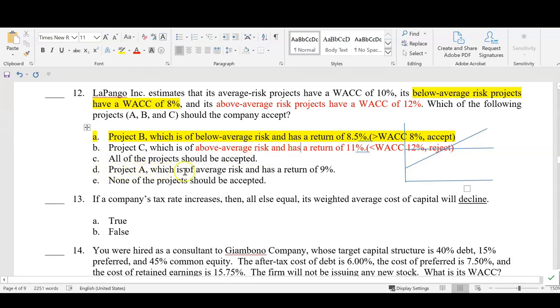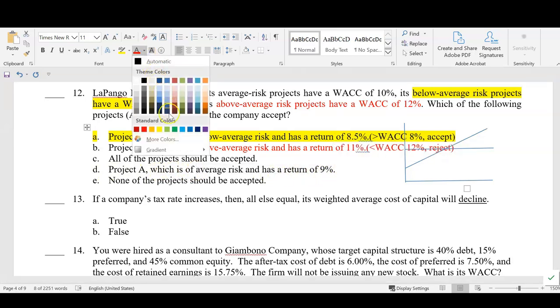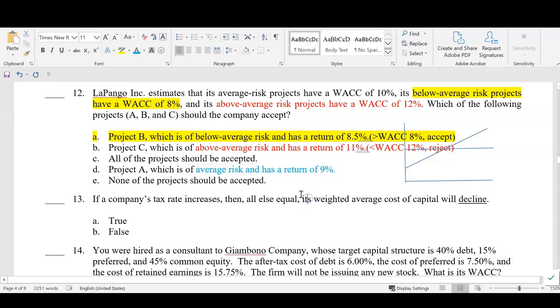Option D, project A, which is of average risk and has a return of 9%. Let me mark it as blue. Average risk projects have a WACC of 10%. So this return is also smaller than the WACC of 10% for average risk projects, so we should reject it. Option E, none of these should be accepted, is not correct. So this is question 12.